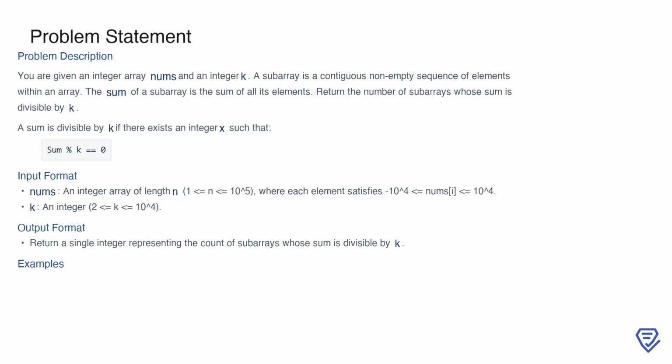The input consists of an array nums, which can be as large as 100,000 elements long, with each value ranging from -10,000 to 10,000, and an integer k, which can range from 2 to 10,000. The output will be a single integer representing the count of subarrays that satisfy this divisibility condition. Let's explore some examples to better understand this problem.